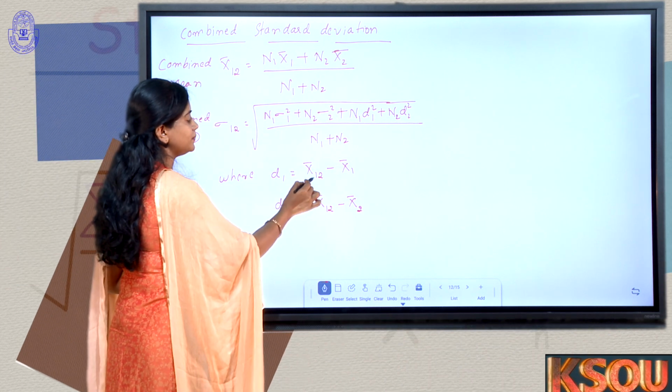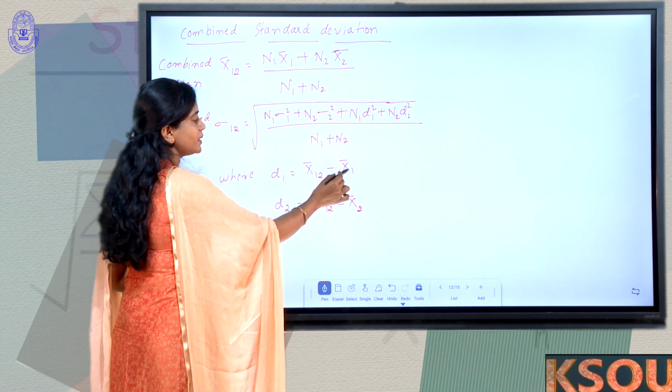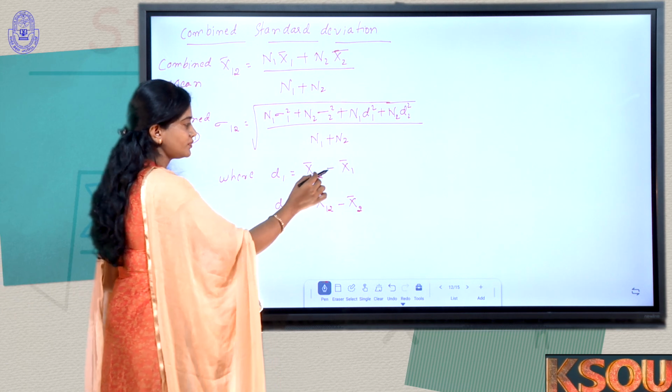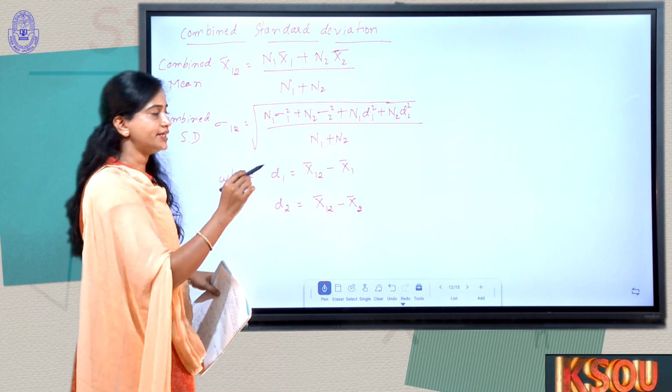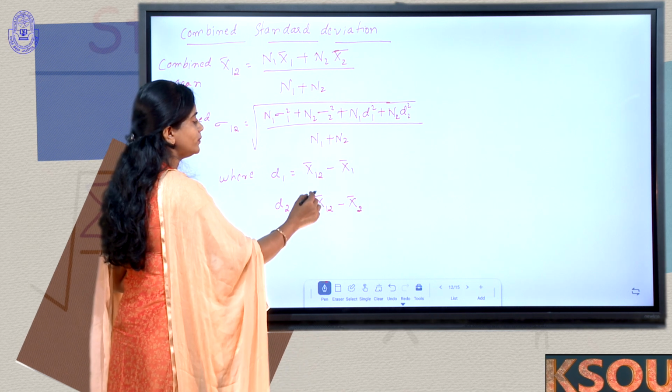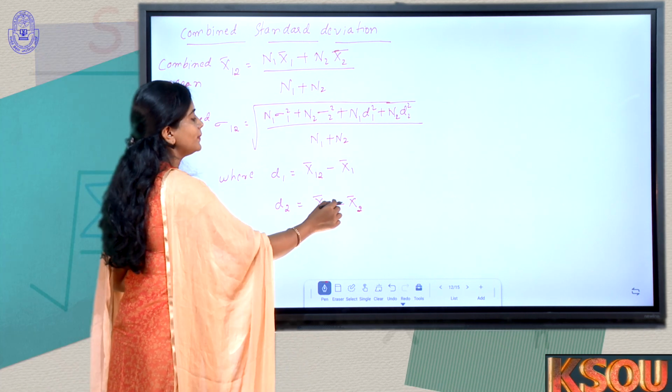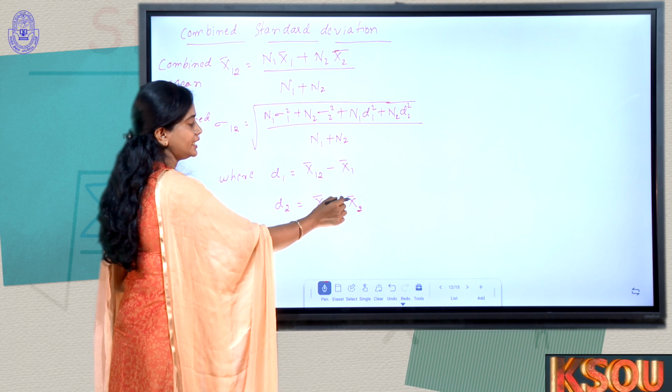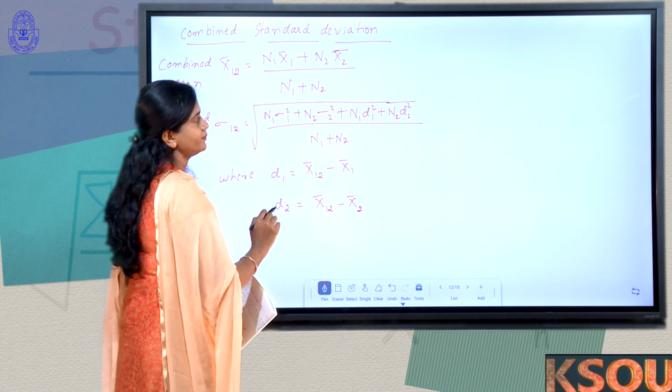to take the combined mean minus x bar 1, that is the mean from the first item. Then d2 is equal to again x12 bar, that is the combined mean, minus the mean from the second item, that is x2 bar.